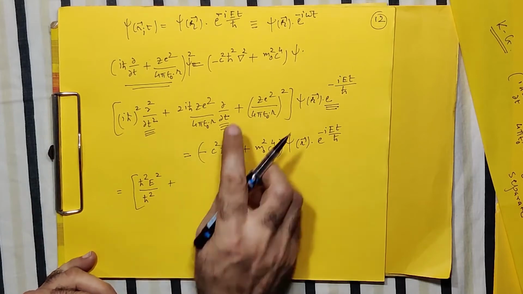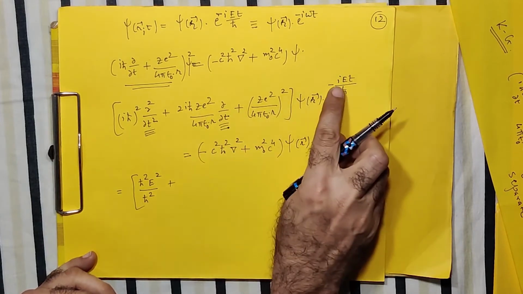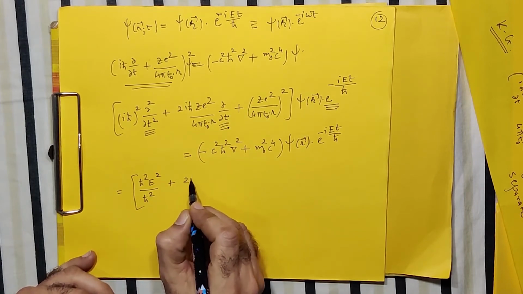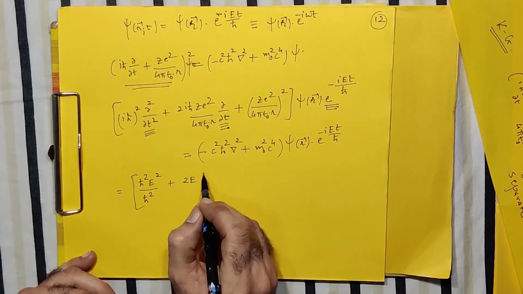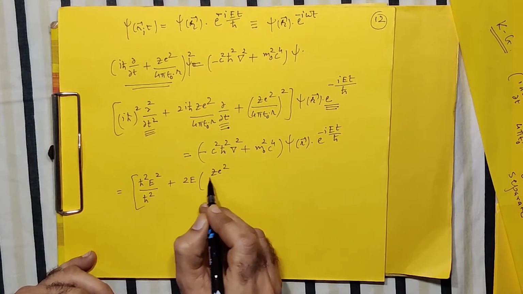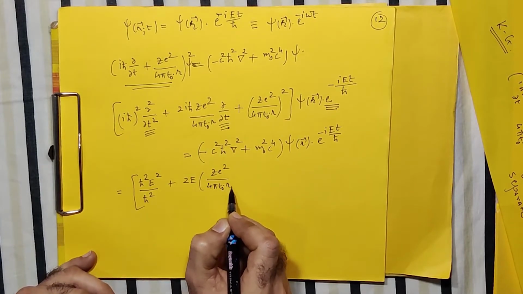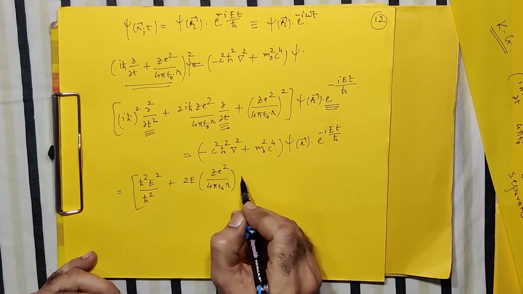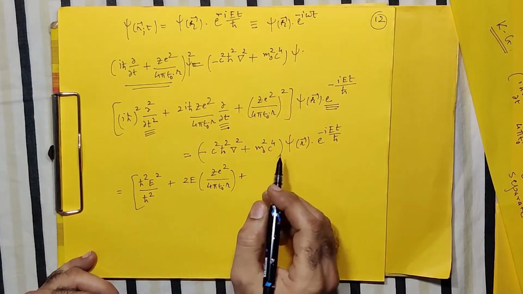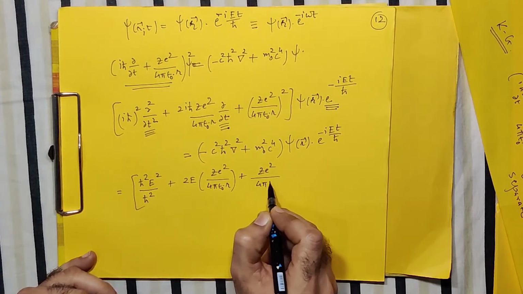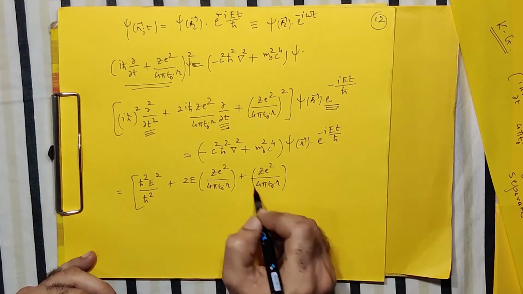So I do this one time when I do i h cut, and this minus i will make it plus. So it will be plus 2E. Rest everything is as it is. So it will be Z square by 4 pi epsilon 0 into r. And there is no derivative involved here, so it will be as it is, Z square by 4 pi epsilon r, whole square.